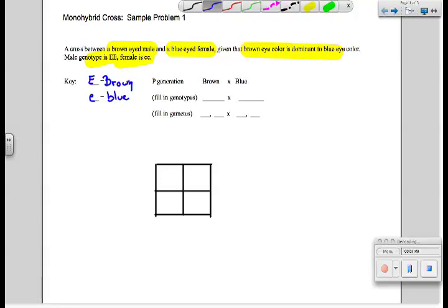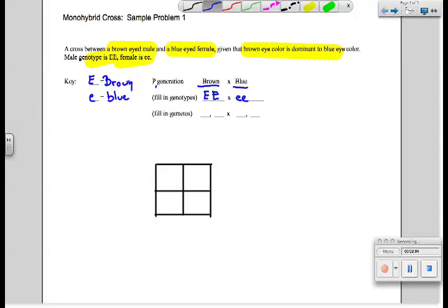Next, I want to go ahead and figure out what my parent generation, the phenotypes, are. The phenotype, what they physically look like: brown eyes and blue eyes. Next, I now want to fill in my genotypes. In this problem, it's given to me that both of these parents are homozygous, meaning they have the same version of the allele. The male is homozygous brown, which would make him big E, big E, and the female is homozygous blue, little e, little e. It's important to note that the only way to show the recessive phenotype is to be homozygous for the recessive allele.